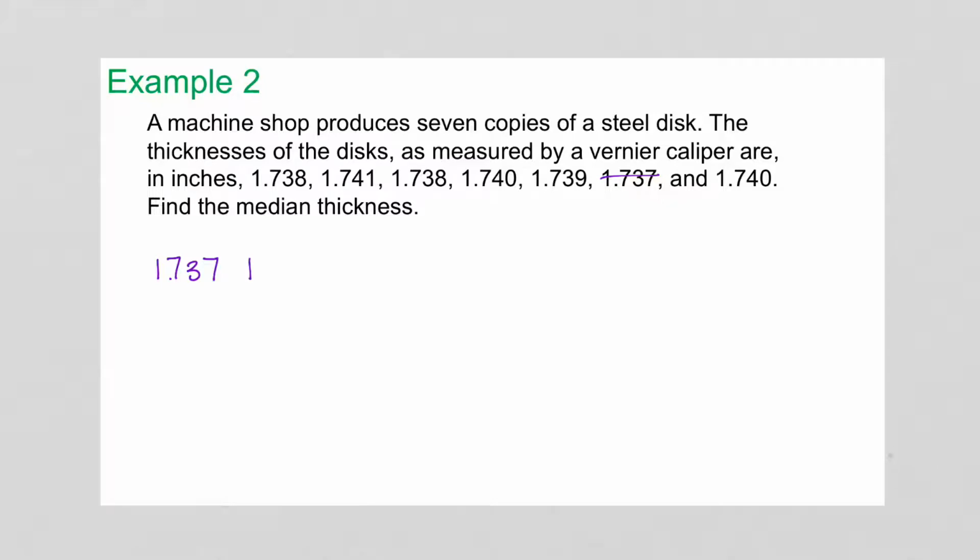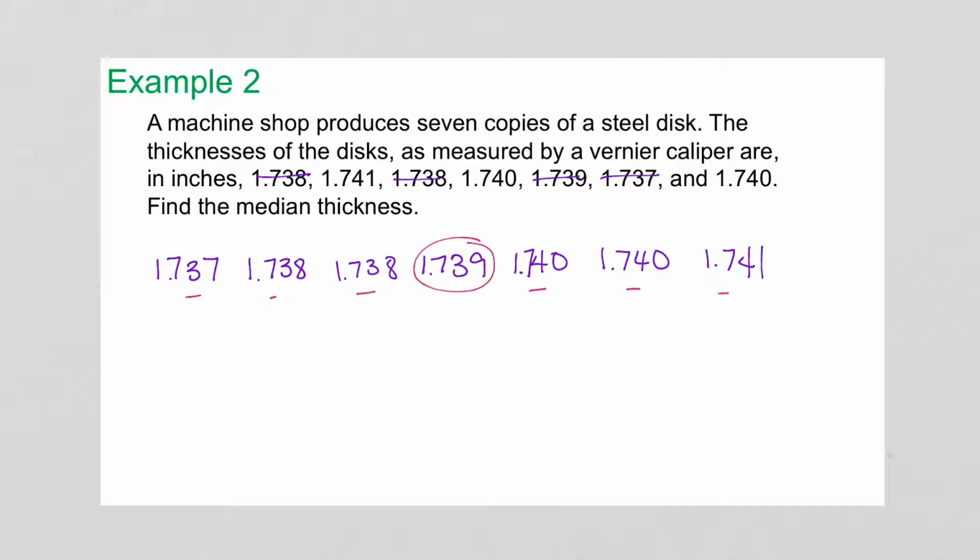And then 1.738. There's another 1.738, so we have to list both of them. 1.739. And we'll finish up with 2 1.740s and a 1.741. So the middle value, we just count. We've got 1, 2, 3, there it is. So the median is 1.739.